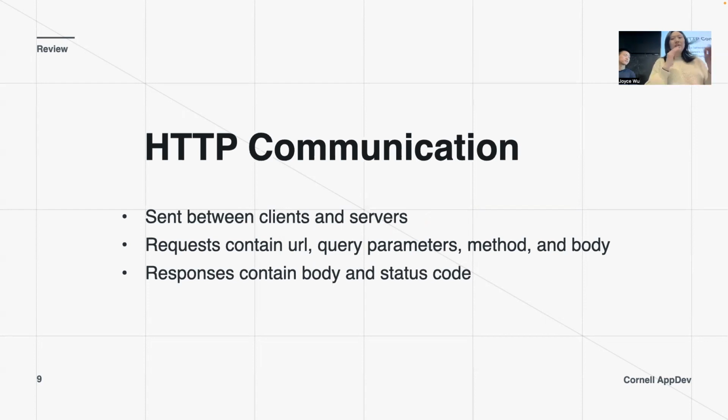These requests can contain a URL, a method, a body, and query parameters to pass in data and hit whatever endpoint and do whatever function you need to do. And then the responses you get back contain a body and a status code indicating whether you get a success or a failure response.